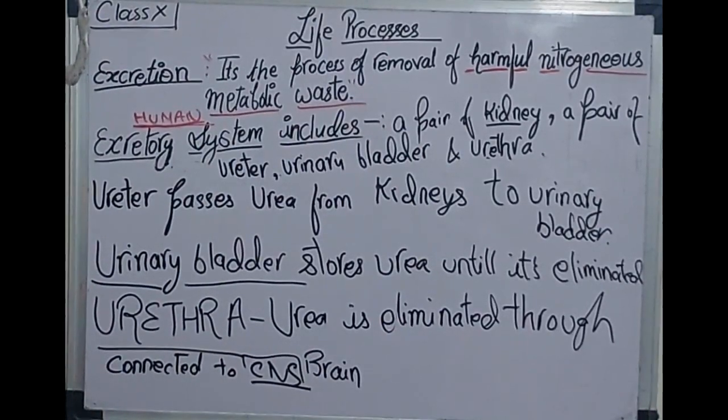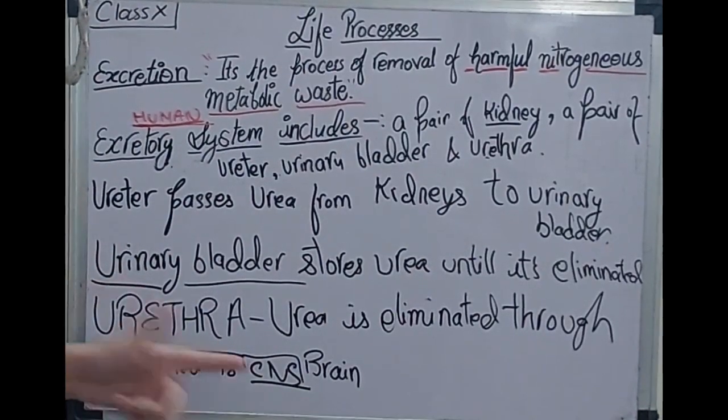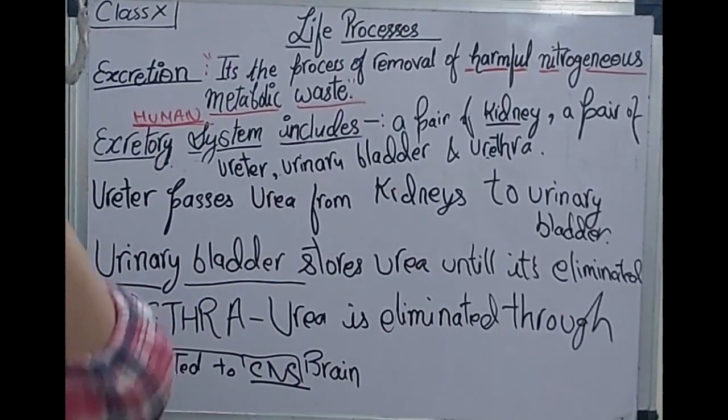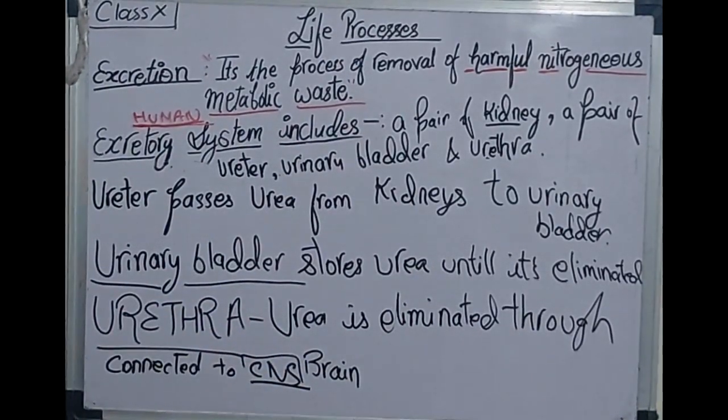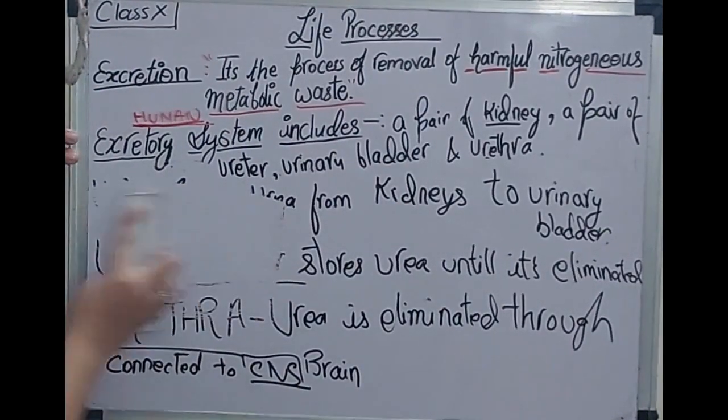This is what I was trying to say. यूरेथ्रा हम कंट्रोल कर सकते हैं, when to eliminate the urea. हम कंट्रोल कर सकते हैं through our brain. ब्रेन कंट्रोल कर सकता है यूरेथ्रा को कि कब यूरिया को एलिमिनेट करना है and when to not eliminate. So in this way we are done with excretory system. OK, we are done with excretory system.